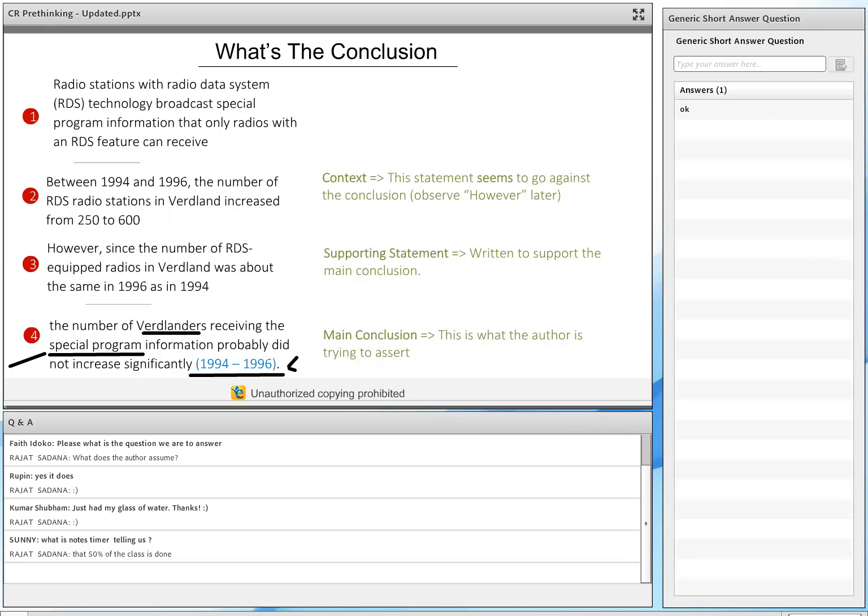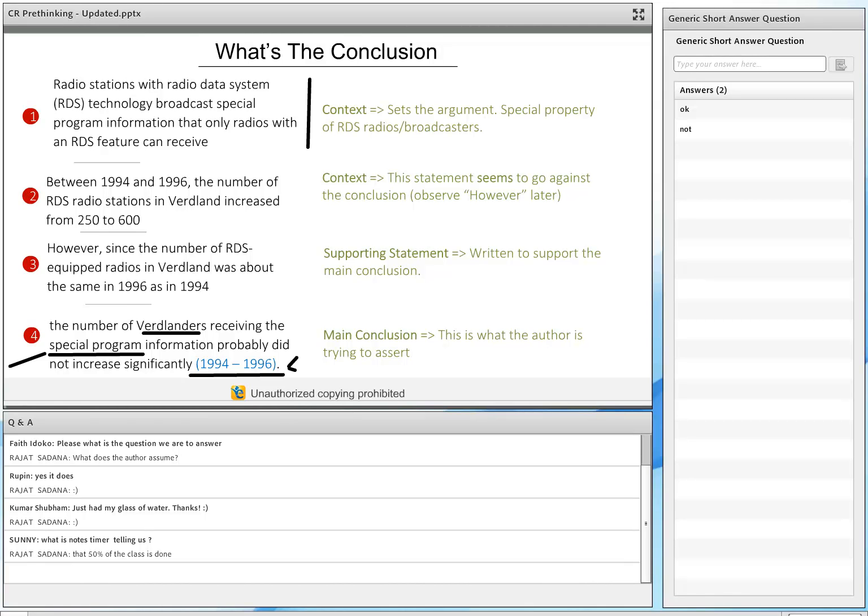Then the first statement, which is a really important contextual statement, says radio stations with RDS technology broadcast special program information that only radios with an RDS feature can receive. So what does this tell you? It says, hey, if you want to get special programs, you need an RDS transmitting station and you need an RDS receiving radio. Statement number 1 is really important. I want to make sure you understand that.